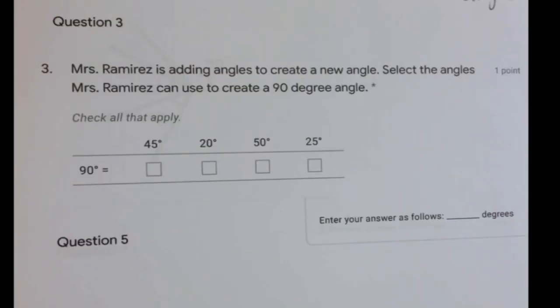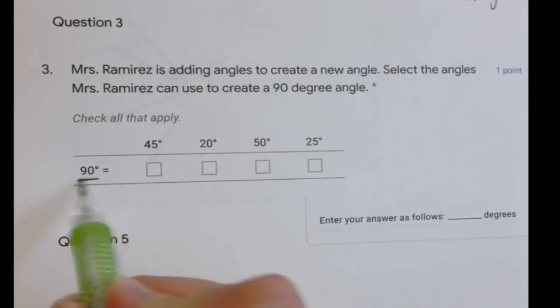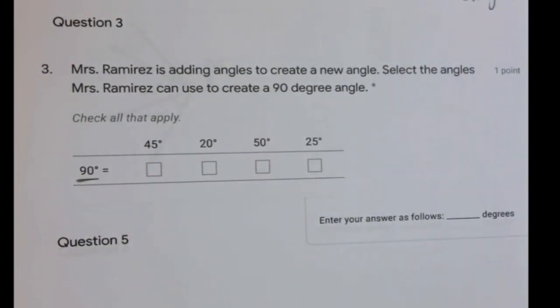All right, let's look at number 3. Mrs. Ramirez is adding angles to create a new angle. Select the angles Mrs. Ramirez can use to create a 90-degree angle. All right, and it says check all that apply. So we are doing something similar to what we just did, except we know the overall angle is 90. That's how much it measures. And we're going to see what angles can be within that. So what we're doing is we're trying to find numbers that when we add them together, it equals 90.